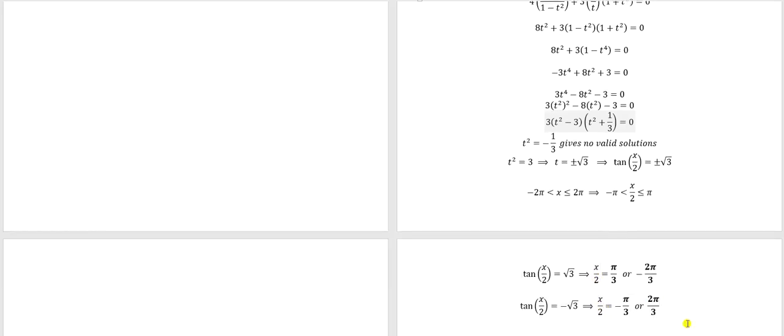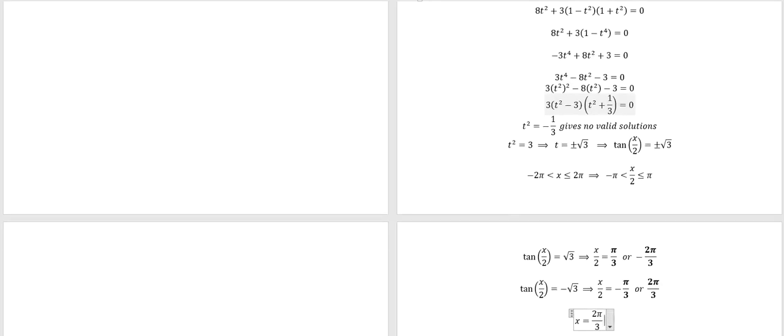When we get close to the end, it's tempting to say, great, I'm done, I've got my solutions. We need values for x. So x is either going to be 2 pi by 3 or 4 pi by 3 at the top end, or we've got minus 4 pi by 3 or minus 2 pi by 3. So in order, minus 4 pi by 3, minus 2 pi by 3, 2 pi by 3, and 4 pi by 3.